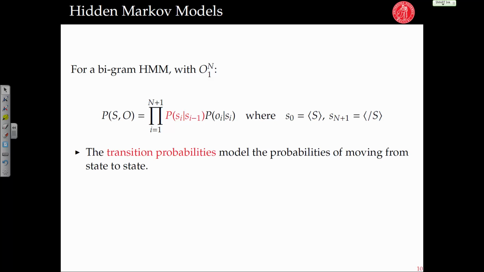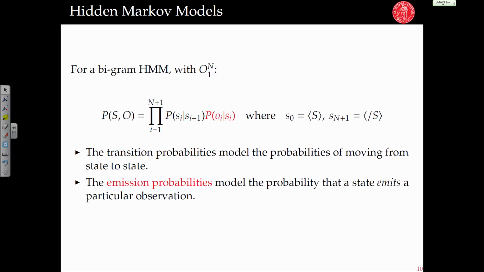So we call this first term the transition probability. The transition probability is modeling the probability of transitioning from one state to another, so state S_{i-1} to state S_i. We will refer to this term here as the transition probability.